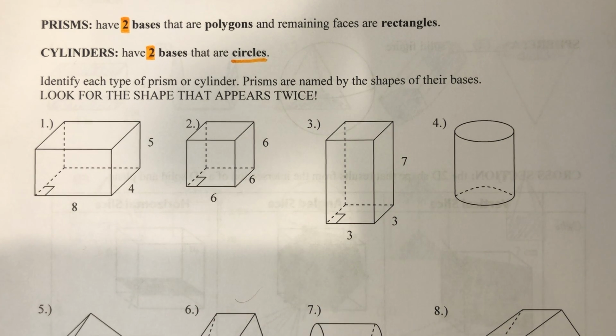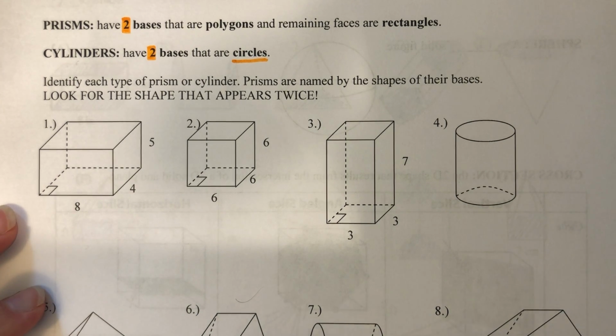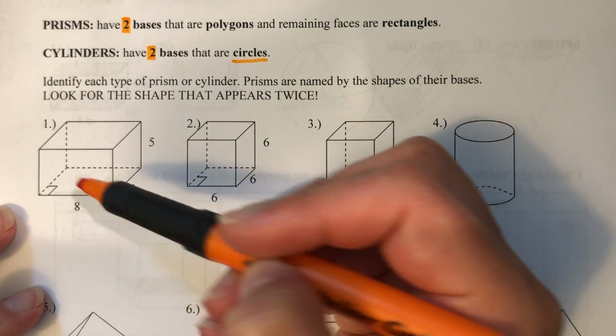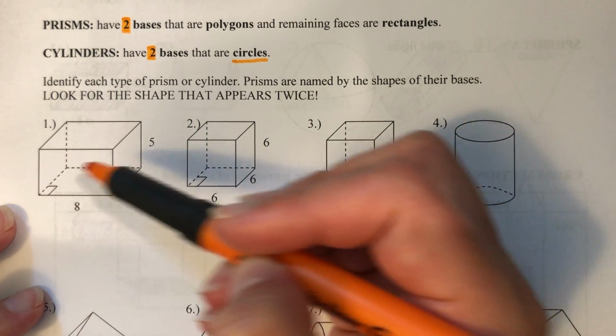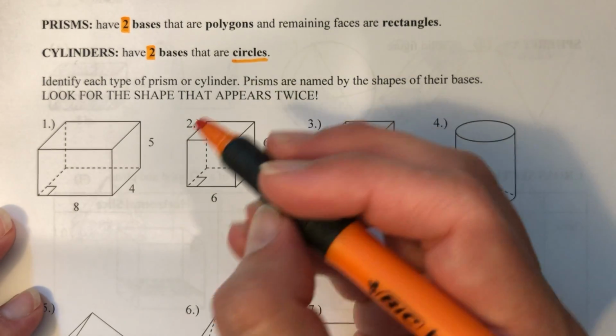All right, so identify each type of prism or cylinder. Prisms are named by the shapes of their bases. Look for the shape that appears twice. Everything in this section has two bases, okay? All right, so let's look at the first one. A lot of times the bases are like the bottom and the top, the front and the back, or the two sides. In this particular shape, it actually doesn't matter which ones you pick.